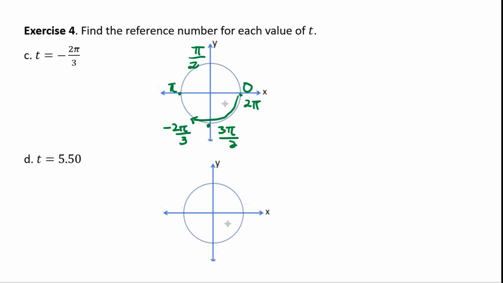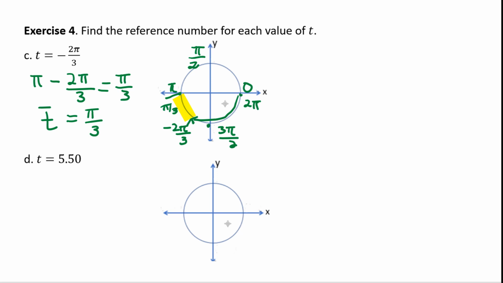And to find the shortest distance between this t value and the x-axis, we would do pi minus 2 pi over 3. That gives you the distance of pi over 3. So the reference number we denote with t bar is equal to pi over 3. That is, the distance from pi going in the counterclockwise direction to negative 2 pi over 3 is pi over 3.